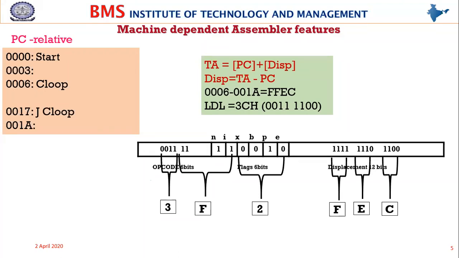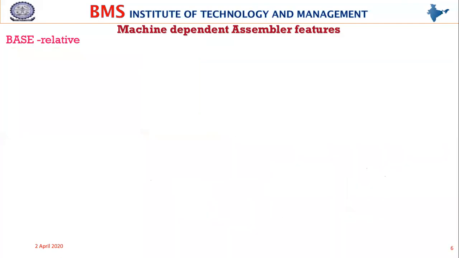So I have taken one example which is a forward jump, and one example of a backward jump. Usually, a backward jump's displacement is going to be a negative displacement, and a forward jump's displacement is going to be a positive displacement. So for J C loop, the object code is going to be 3F2FEC hexa. The last H is for hexa. Let's move on and see the base relative addressing mode.